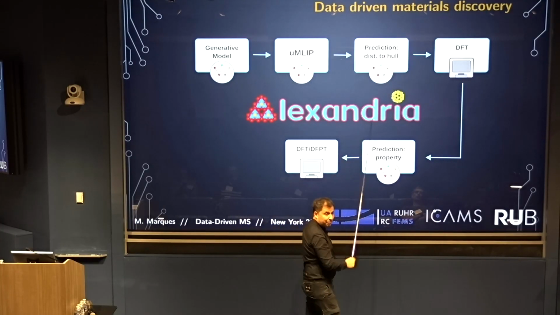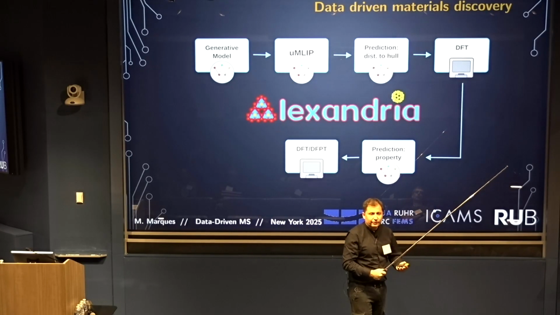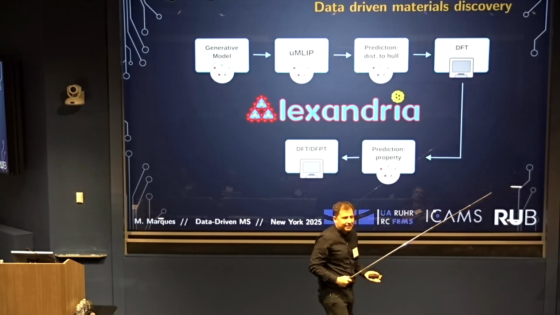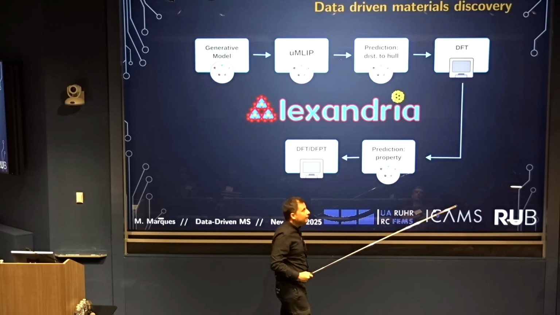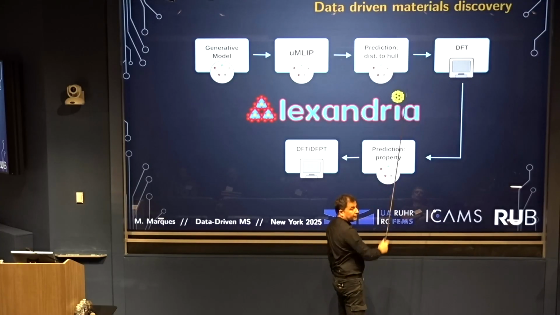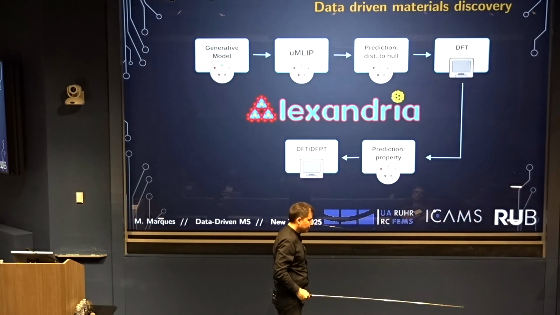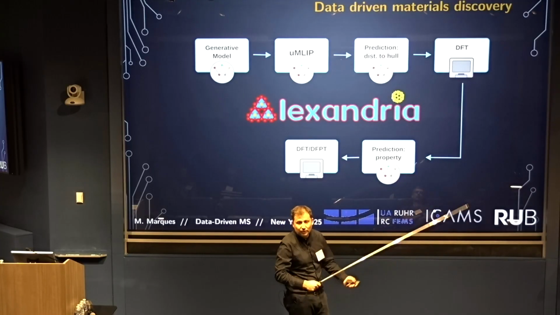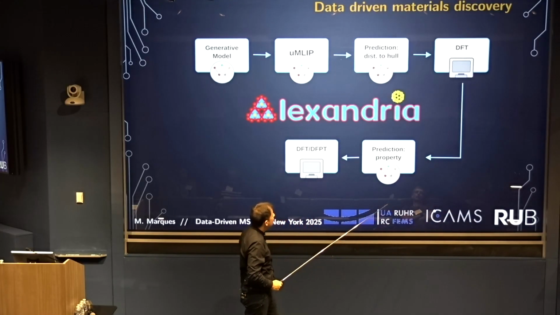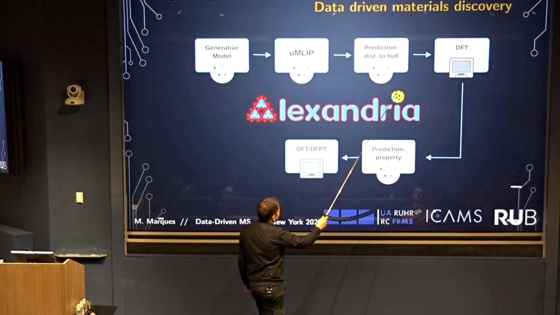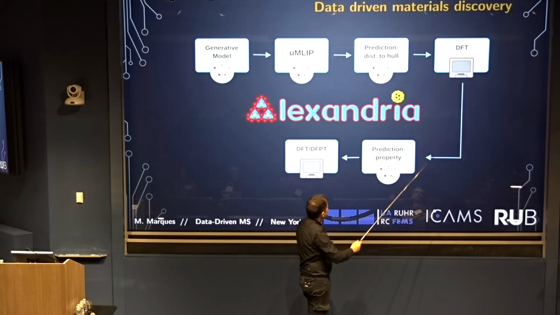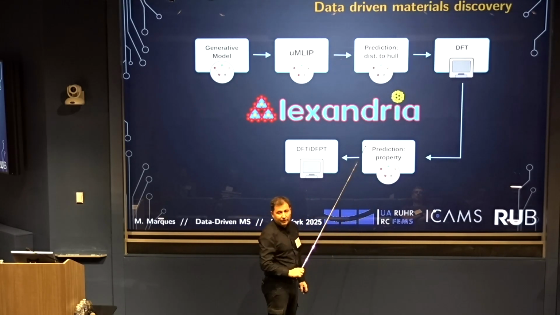Then, if we're happy with it, and we are usually conservative, so if something is slightly unstable, we take it anyway. We DFT it. So we do a relaxation in DFT, calculate the energy, calculate the band structure, whatever you get from a DFT calculation. And then if we're happy with it, then we have a series of machines that predict properties.